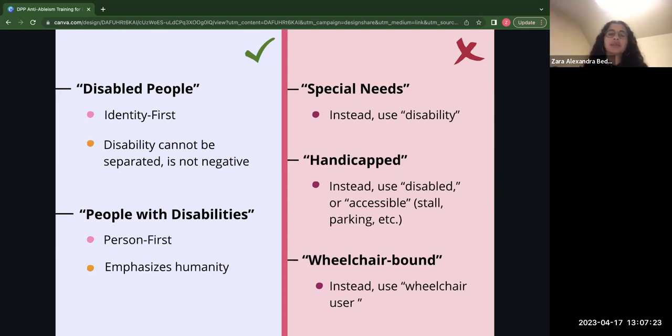On the right, we have words or phrases relating to disability that should be avoided. One of these is special needs, which is a term that's often used in the education system. However, the needs of disabled people are not special. They're the same needs as any other person, disabled or not. It's just that because of the way our society and built environment is set up, some people have to get their needs met in different ways.